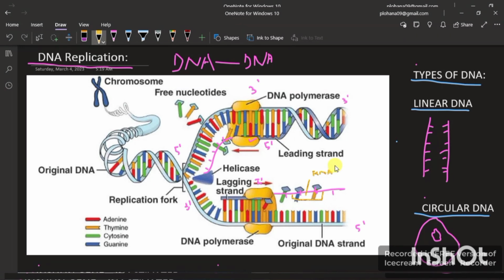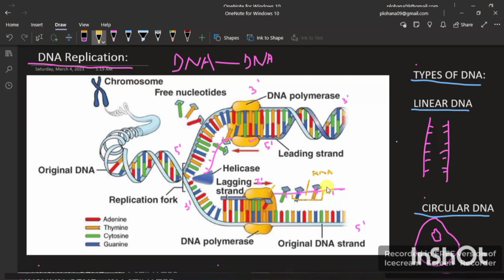Now we know that RNA cannot be part of DNA. So an enzyme will come and remove these primers, and another enzyme will come and join these fragments. Because this is the leading strand, it doesn't need anything to join fragments, because here fragments aren't made, but here fragments are made. So the enzyme that will come is DNA dependent DNA polymerase 1. It will remove these primers so that it can be joined.